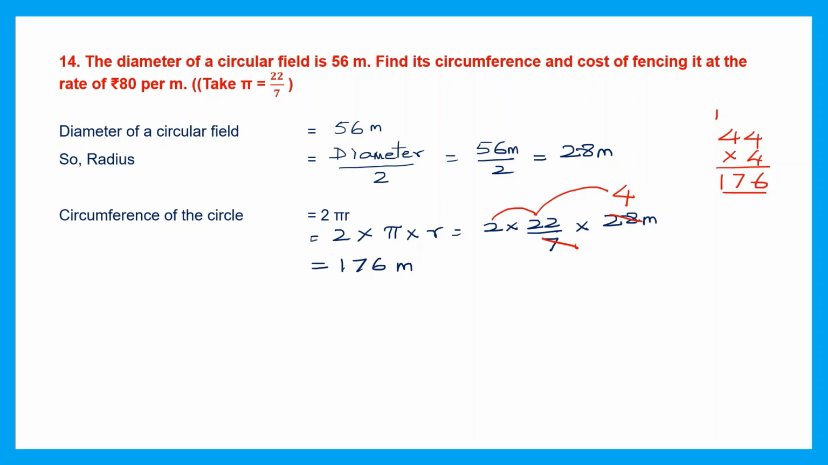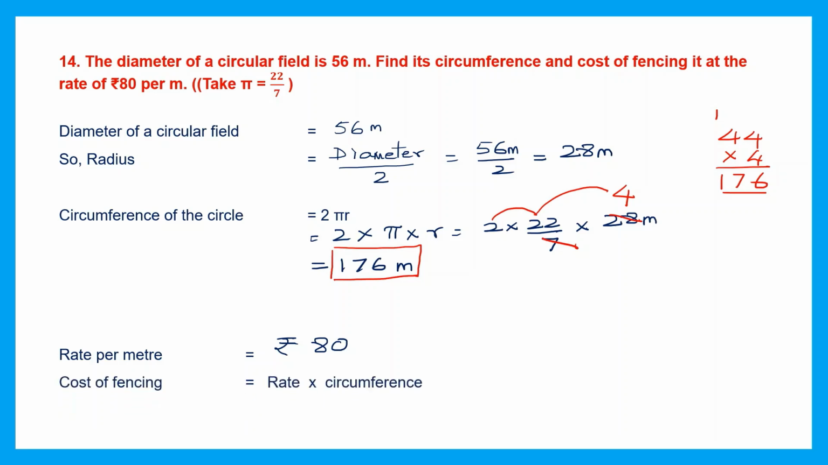So we have found the circumference. The first part of the question is find the circumference of the circle, and we have found it. Now let's go on to the second part where we are asked to find the cost of fencing it. The rate is given to us. Rate is 80 rupees per meter. So now let's do that. Rate per meter is already given to us, and it is 80 rupees per meter.